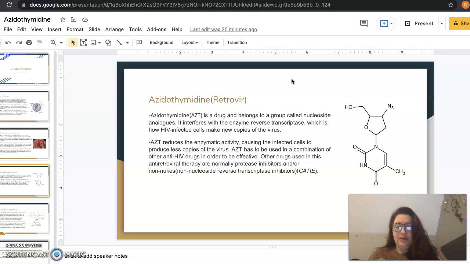When you put all these drugs together, it's an antiretroviral therapy, and the other drugs normally in this therapy are protease inhibitors, and they can also include non-nukes, which are non-nucleoside reverse transcriptase inhibitors, which again target the enzyme reverse transcriptase that the HIV cells use in order to make copies. And over here on the side is just the structural compound of azidothymidine and what it looks like.